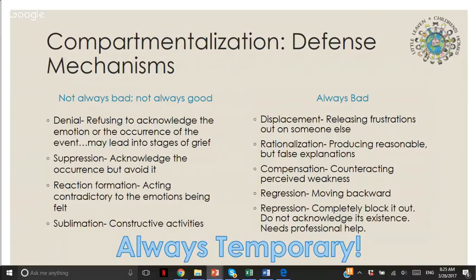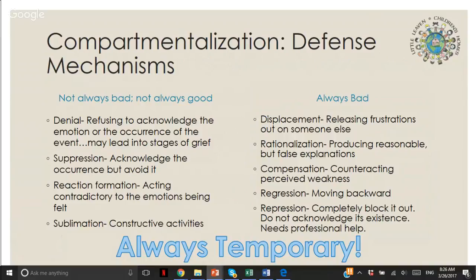The worst thing about it is it's living a reasonable lie. It's like, oh well, this is true. It actually is true that this person does this, but that's just an excuse for what you're doing or how you're taking it. Compensation is always bad. That's when you ignore something and then you focus on something else. You need to admit that you have a certain emotion.